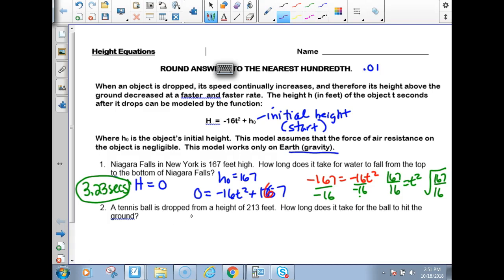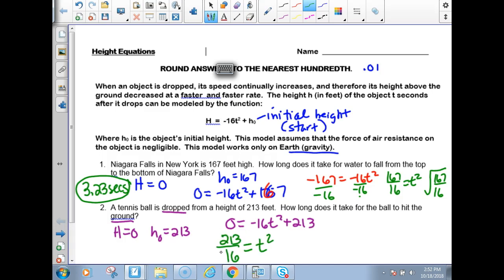Okay, now we have a tennis ball being dropped from a height of 213 feet, and it's being dropped, so there's no initial velocity that we talked about in my intro before I started recording. Your height, though, when it hits the ground would be h of 0. Your initial height, h sub 0, is 213, and you just plug it into that equation. So 0 equals negative 16t squared plus 213. So we're going to subtract 213 and divide by negative 16. That'll be 213 divided by 16 equals t squared.